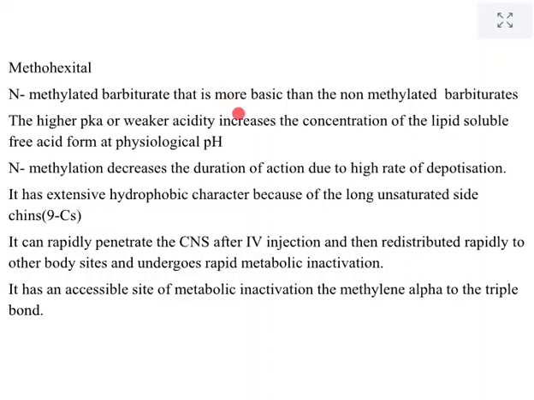The higher pKa, of course, remember, the higher the pKa, the lower the Ka, and the Ka is the dissociation constant. If it's the dissociation constant of the acid, and the dissociation constant of the acid is low, it means it is a weak acid. So the higher the pKa, or weaker the acidity, increases the concentration of the lipid soluble free acid form at physiological pH.